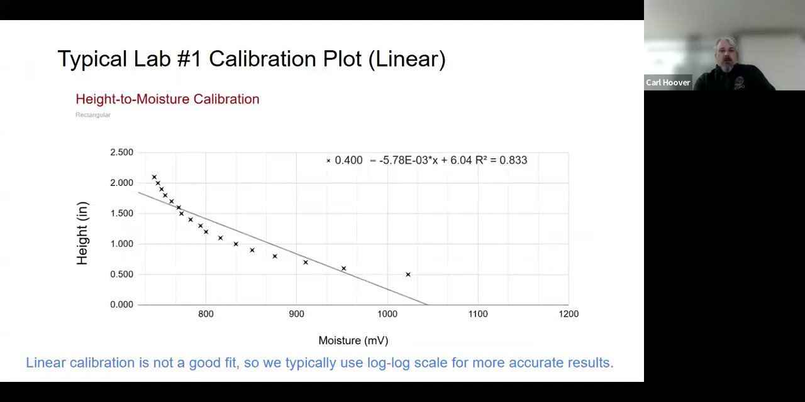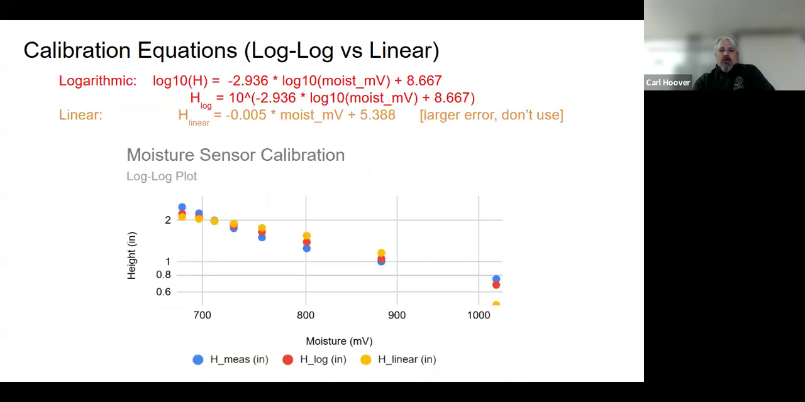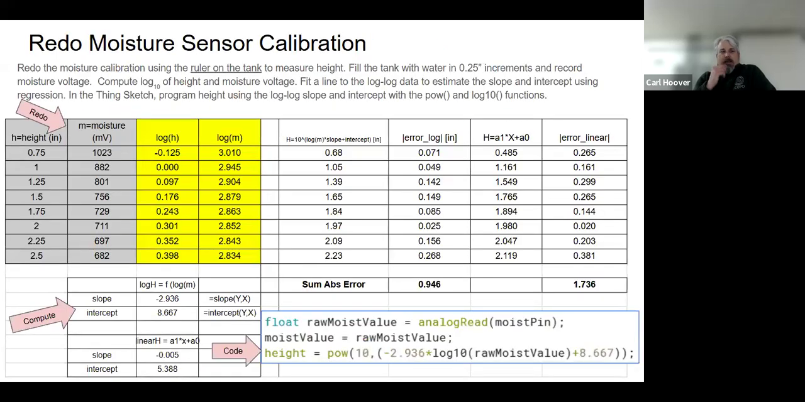The moisture sensor calibration from lab week 1 might have looked something like this, and it's obviously not perfectly linear. So we can linearize that by taking the log of both sides. What we're going to end up doing is replicating or redoing our moisture sensor calibration in lab this week with the tank that we have in place. And so we'll get a little more improved version of our calibration now that we know a little bit more how to do some of this analysis. We're going to retake height to moisture readings as we add water to the tank.